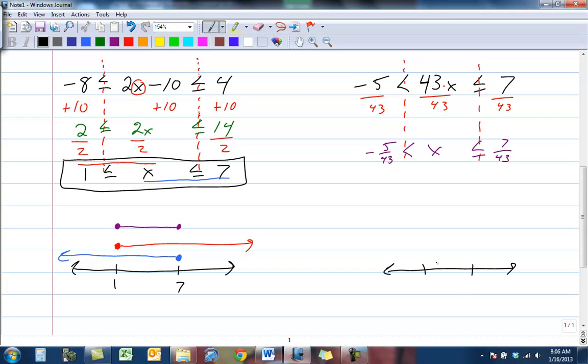2 tick marks. I got a negative and a positive, so that makes it easy. Negative 5/43, 7/43. Less than or equal to 7/43. Solid dot going to the left. This one backwards says x is greater than negative 5/43, so open to the right. Where do I get both? This middle part right here.